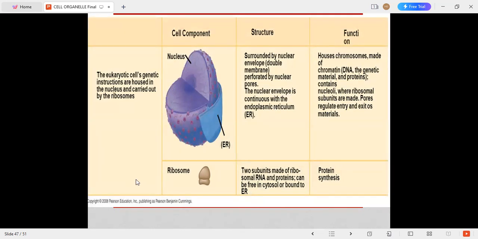The next organelle is the ribosome. There are two subunits made of ribosomal RNA and protein, and it can be free in the cytosol or bound to the endoplasmic reticulum. Ribosomes are very important for protein synthesis.